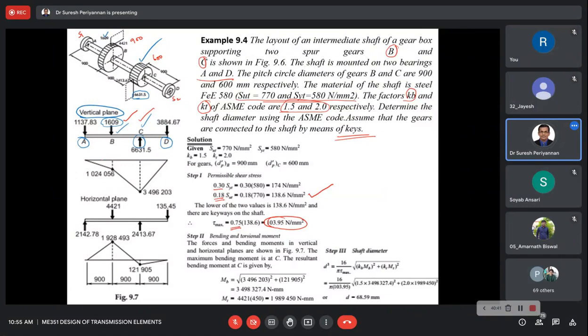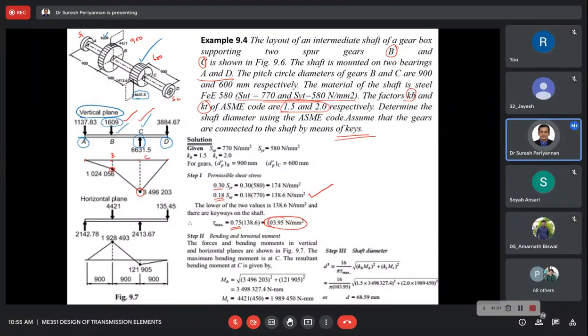Then go for the bending moment calculation at the free end and zero. Now, with respect to the vertical load, this is the bending moment at B, this is the bending moment at C. Now, the bending moment at D is zero again.